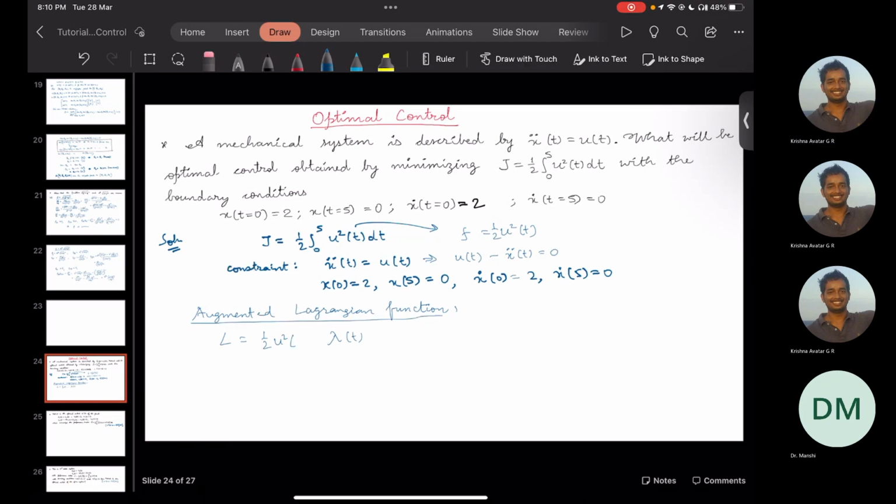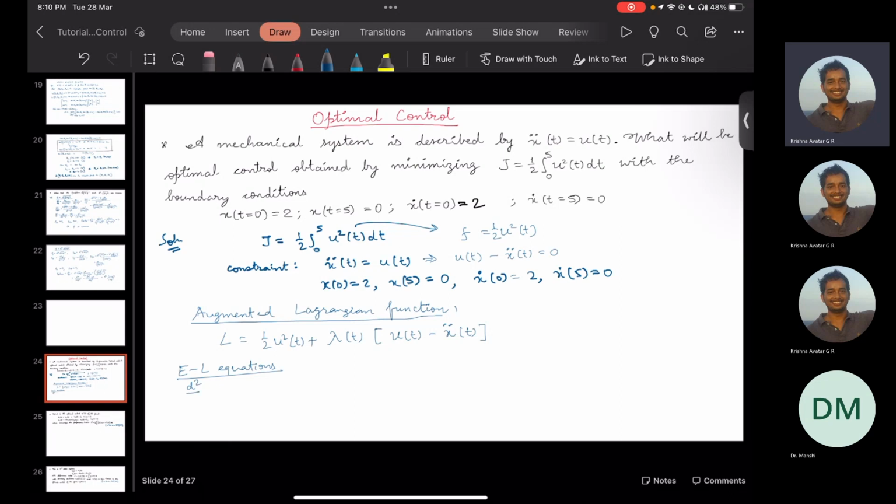Okay, and this has to satisfy u of t minus x double dot of t. So this is our augmented Lagrangian function. Now let's derive our Euler-Lagrange equations. So we have three variables, right? Lambda, u, and x. So we'll have a set of three Lagrange equations.